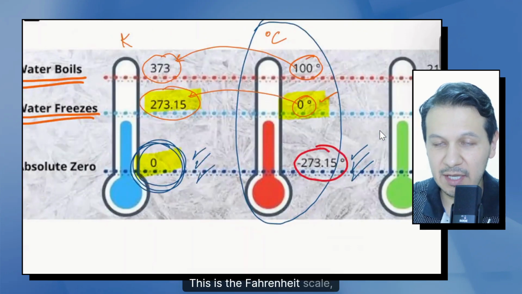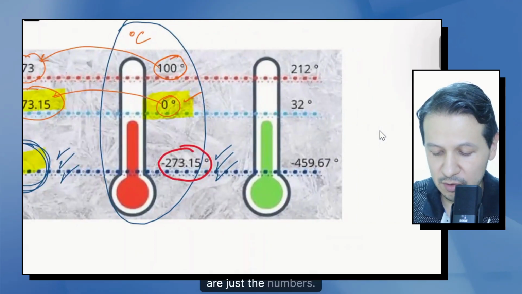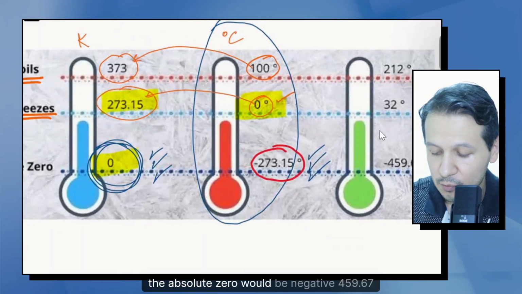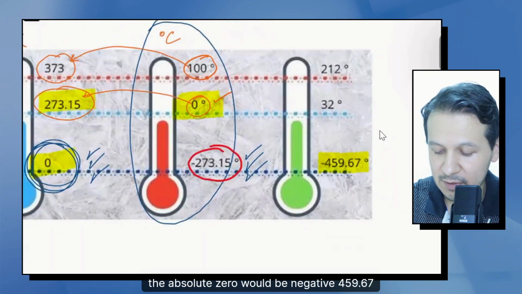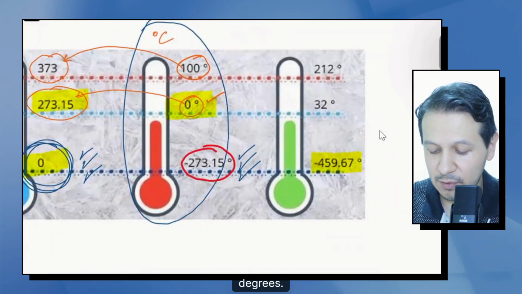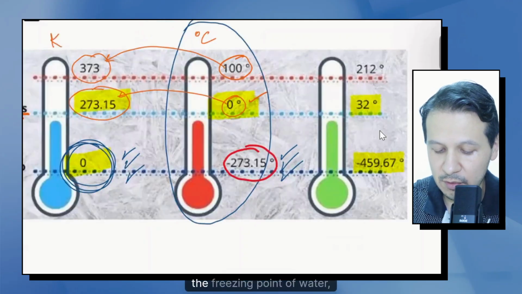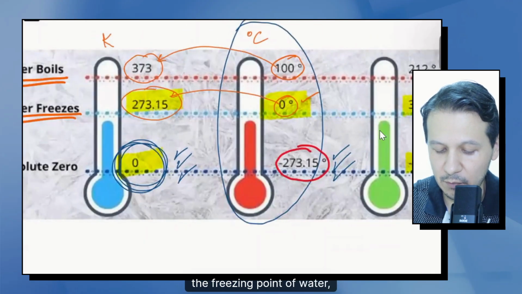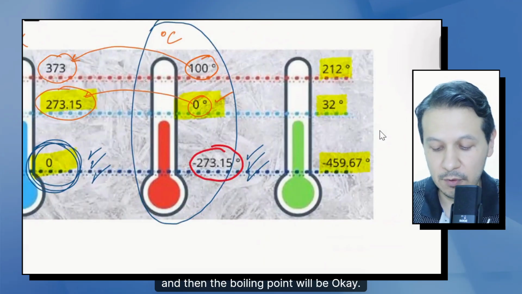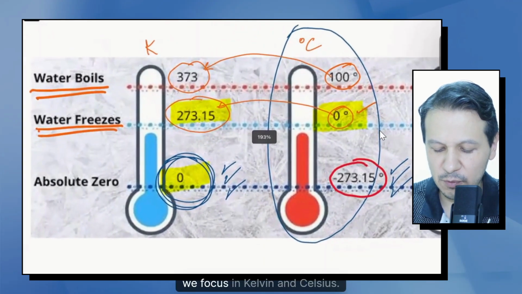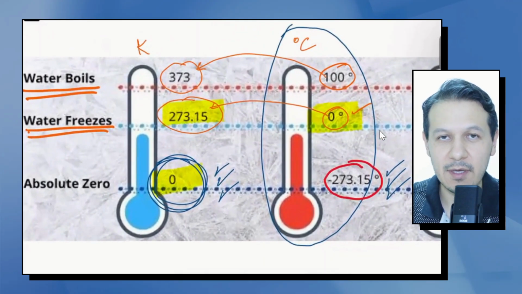This is the Fahrenheit scale, and those are just the numbers for the Fahrenheit scale. The absolute zero would be negative 459.67 degrees. It will be 32 at the freezing point of water, and then the boiling point will be, okay? But most importantly, we focus on Kelvin and Celsius.